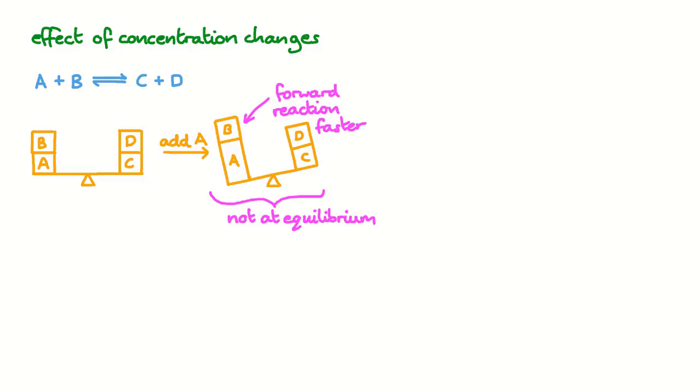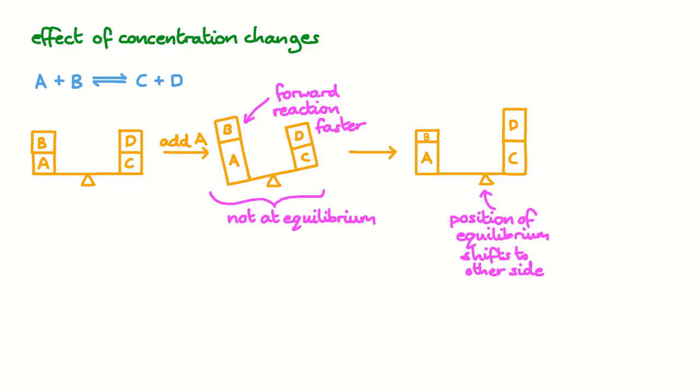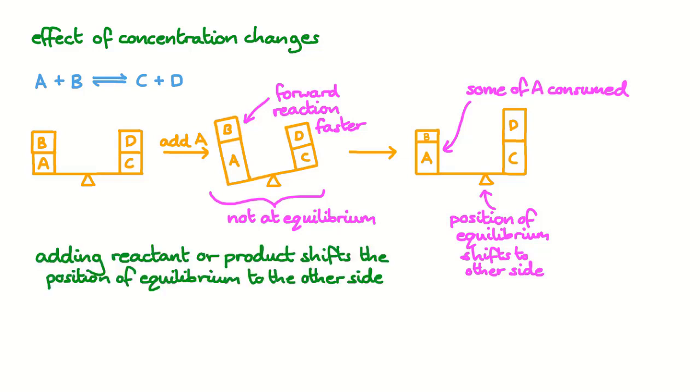Now that we've added A, we've unbalanced our system, so it's no longer at equilibrium. However, the extra A accelerates the forward reaction. The initially faster forward reaction generates more C and D. Once the concentration of C and D are at a sufficient level, the position of equilibrium is re-established closer to the products. This means that some of the extra A has been consumed.